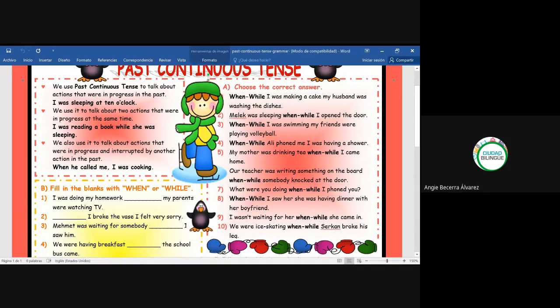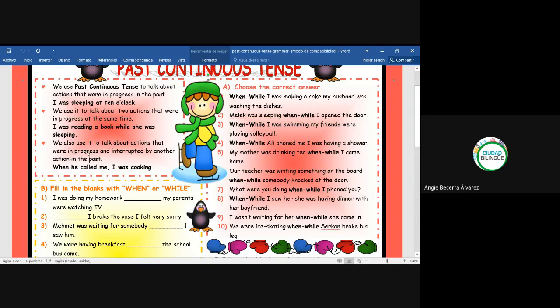This is an example. Entonces, para recordar, nosotros utilizamos el pasado continuo para hablar de acciones que estaban ocurriendo en el pasado, ¿cierto? Como por ejemplo, I was sleeping at 10 o'clock. Estaba durmiendo a las 10 en punto. We use it to talk about two actions that were in progress at the same time. Eran simultáneas. For example, I was reading a book while she was sleeping. Yo estaba leyendo un libro mientras ella estaba durmiendo.